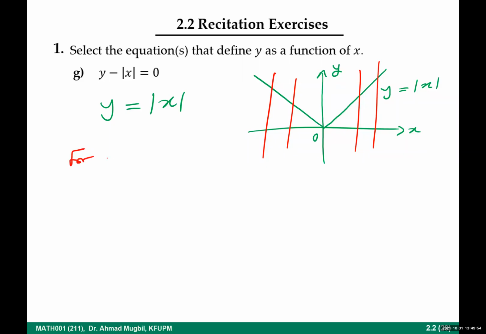Or you can say simply that for each x, there is only one absolute value. Give me a number that has two absolute values. And the absolute value is y. Okay, that's it. The time is up, and see you tomorrow, inshallah.